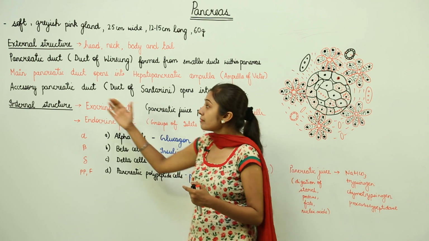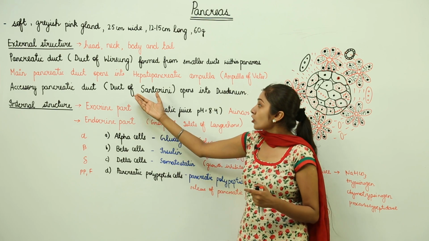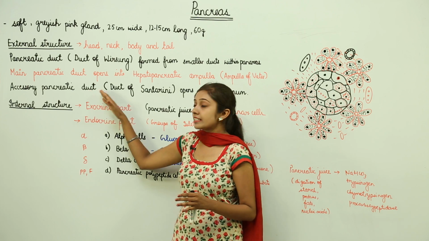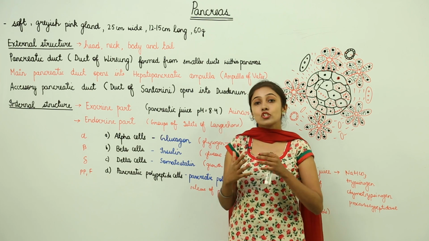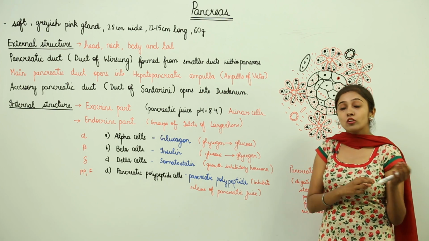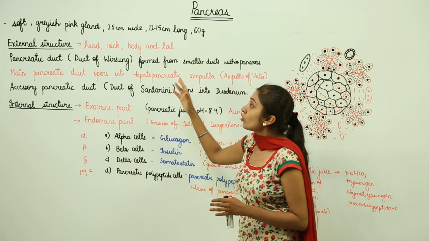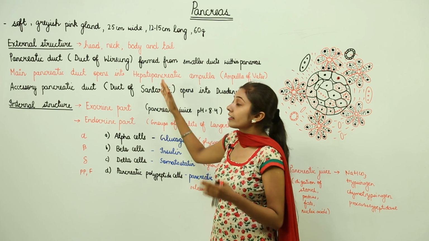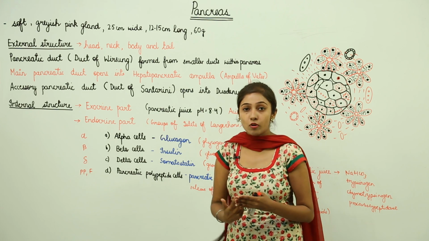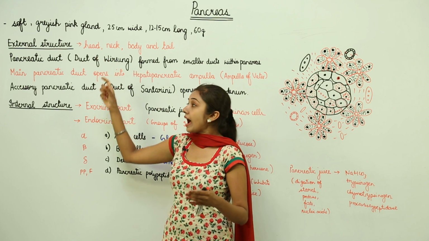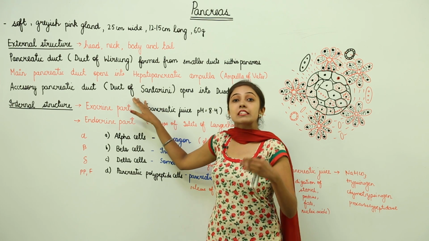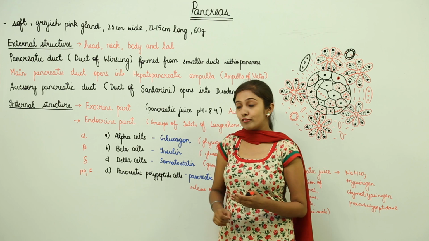Then we have an accessory pancreatic duct, which we call the duct of Santorini. Now this accessory pancreatic duct is a vestigial duct. It is not there in humans, right? And it opens into the duodenum and directly releases its secretion, right? So externally we have discussed that the pancreas is divided into head, neck, body and tail, and we have two types of ducts, the main pancreatic duct and the accessory pancreatic duct, but the accessory pancreatic duct is actually vestigial and it is not there in humans, right?